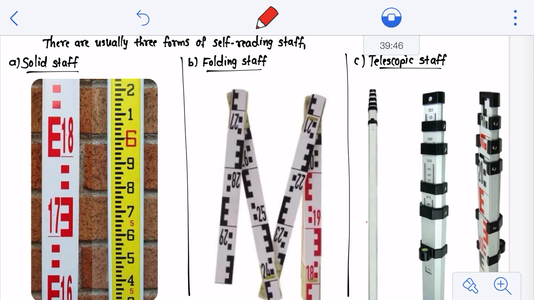So for the higher range of the readings, when the instrument man is standing very far away from the point whose elevation has to be determined, one can use the telescopic staff, so it is easy to read, right? That's how these different staffs will work.